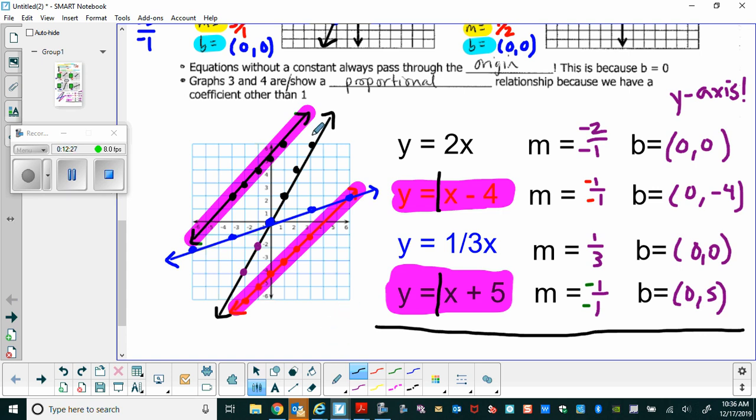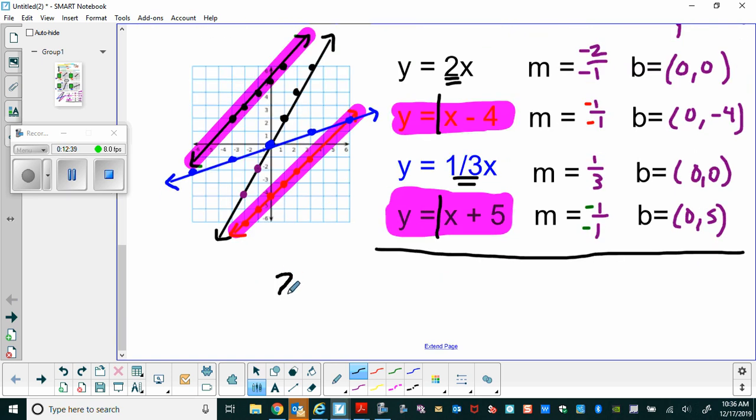Now between the blue line and the black line, I just want to point out that our black line is steeper because this is a higher rate of change than the 1/3. 2 is bigger than 1/3. And because 2 is bigger than 1/3, we know that this line should be steeper.